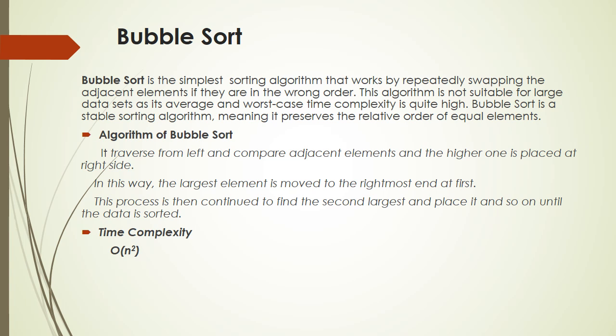In the bubble sort algorithm, we traverse from left and compare adjacent elements, and the higher one is placed on the right side. In this way, the largest element is moved to the rightmost end first. This process is then continued to find the second largest and place it, and so on, until the data is sorted.